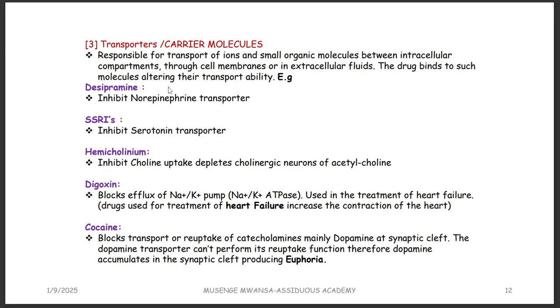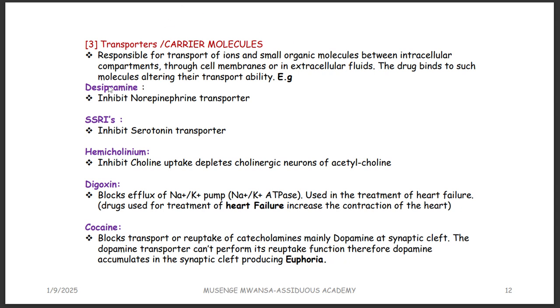You also have transporters or carrier molecules. So these ones are responsible for transporting. These, remember, are all receptors. These are responsible for transport of ions and small organic molecules between intracellular compartments through the cell membrane. So they are carriers. What they'll do is get a molecule and transport it, or throw it to the other side of the cell.